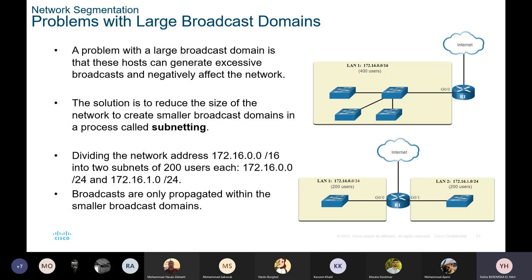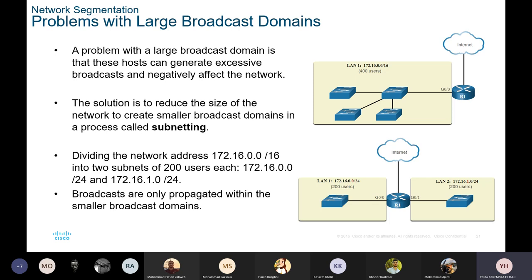Here we also have a unique IP address for the other 200 devices, and this is the default gateway for this subnet. If devices from this part want to communicate with devices in the other part, of course they have to go through the router, because we have different subnet addresses here.